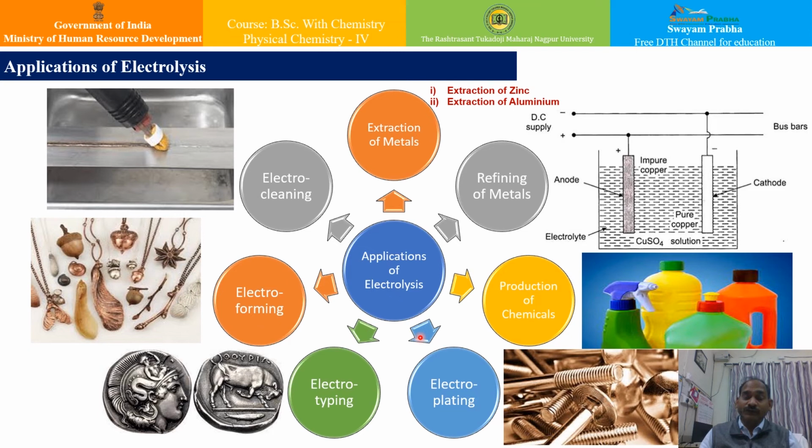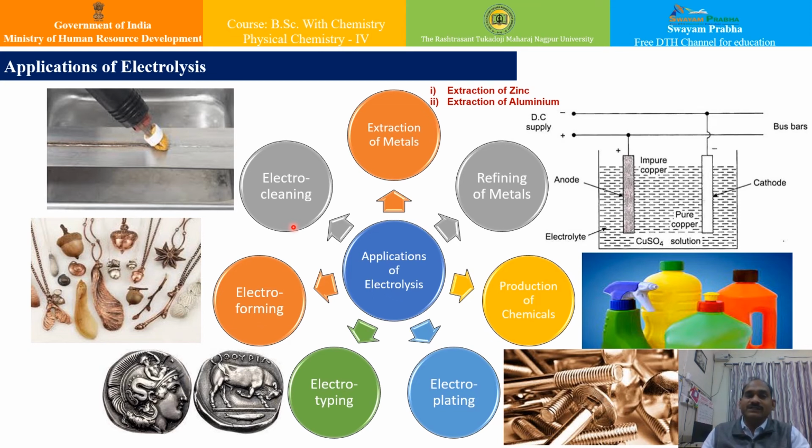However, if we look at only the industrial or practical applications of electrochemistry or electrolysis, there are these many. You can utilize this concept in extraction of metal, refining of metals, production of chemicals, electroplating, electrotyping, electroforming, electrocleaning, and whatnot. What is extraction of metal? What is refining of metal? What is production of chemicals, electroplating, electrotyping, electroforming, electrocleaning? These are all important applications in industry, and almost in every industry, one or more of these concepts are being utilized.